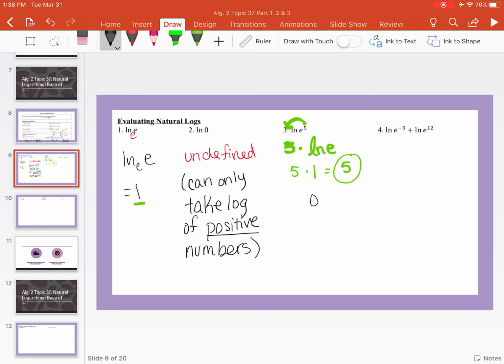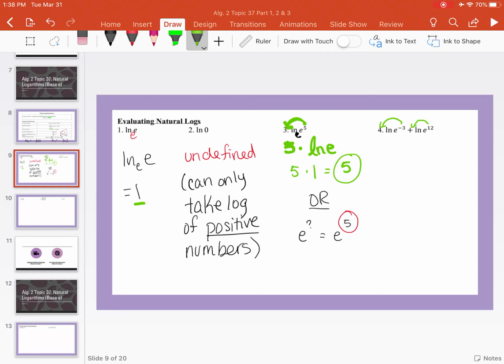Now another way that we could do this is we could think of this problem as saying, because this is ln base e, that e to some power gives us e to the 5th. Well, the only way to make that true is if my answer was 5. So there's 5 again.